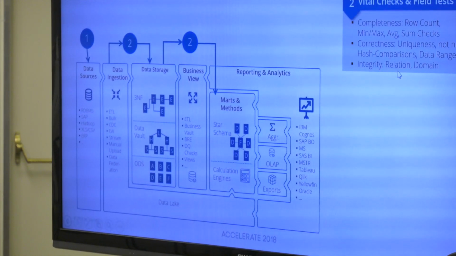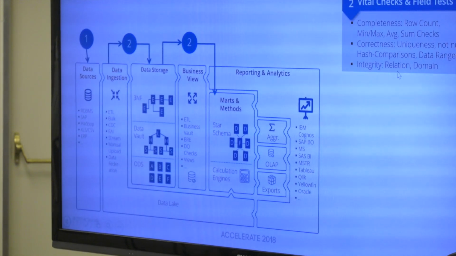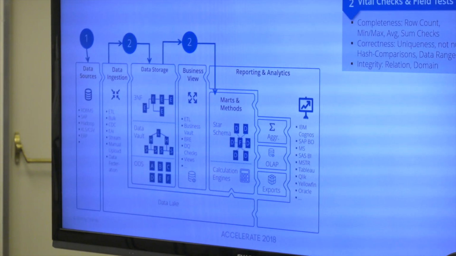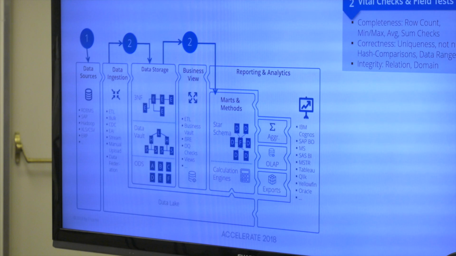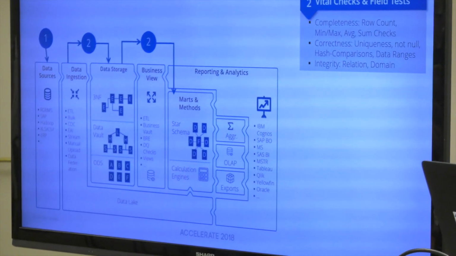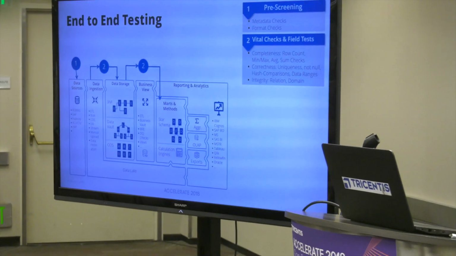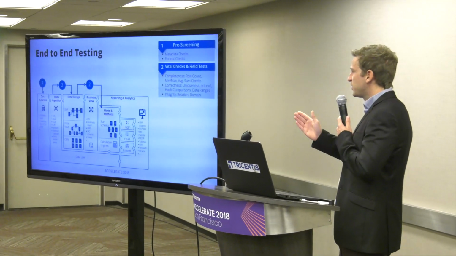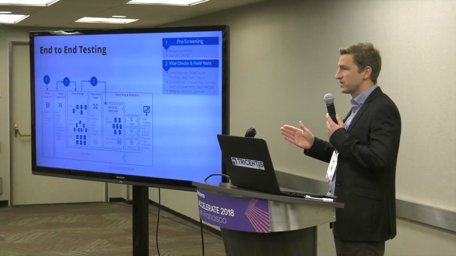Okay, vital checks and field tests. They are used when data is copied from one layer to another layer. They check, is my data complete? Is my integrity correct? Is it, for example, unique? Are my nullness constraints correct? They are typically applied between the ingestion layer and the data warehouse.